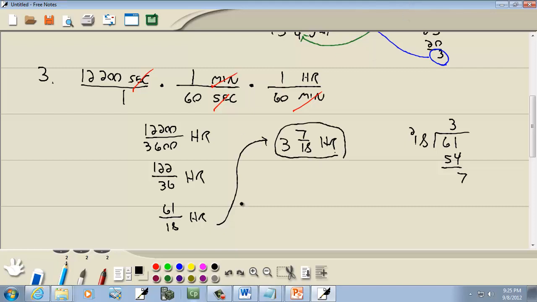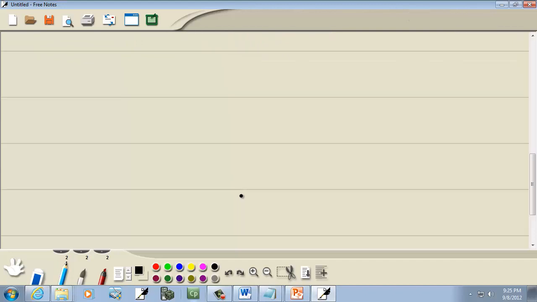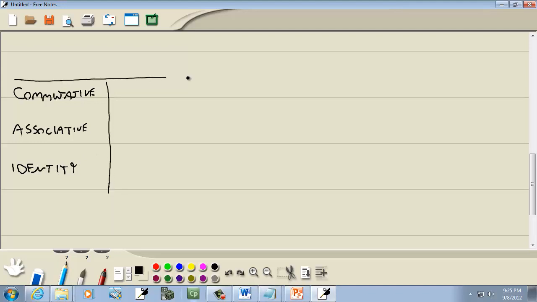Well, let's talk about our properties now. Okay, we have our commutative. We have our associative. And we have our identity. And we got addition.